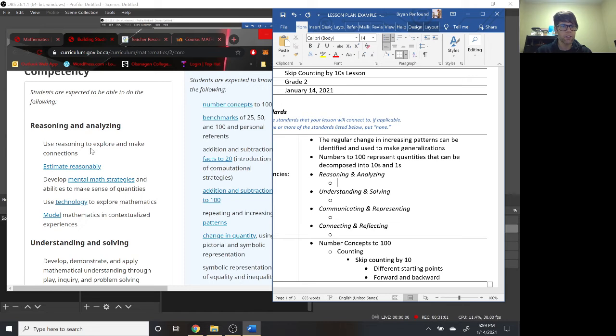Using reasoning to explore and make connections. I think that's something that the students are realistically doing in this lesson. They're using their reasoning about patterning on the hundreds chart to explore the hundreds chart a little bit more, make some connections to how this is connected to the tens place value column. I think that's a realistic thing here.